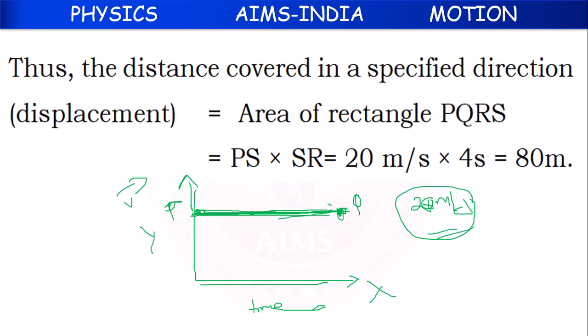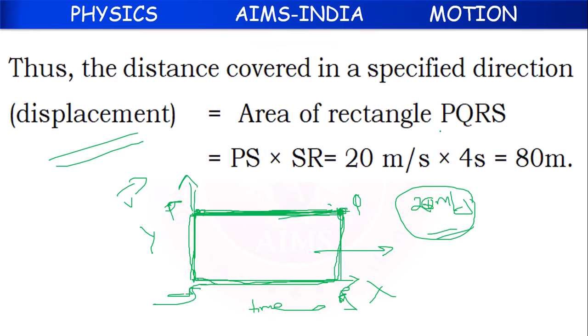Suppose from P we draw a perpendicular line, let it be from here, and let the points be R and S. Then the area between the straight line and the coordinate axis is represented by the quadrilateral, or rectangle, PQRS. So the area of this rectangle will give the displacement.